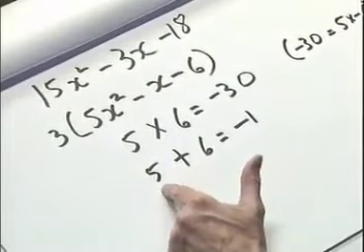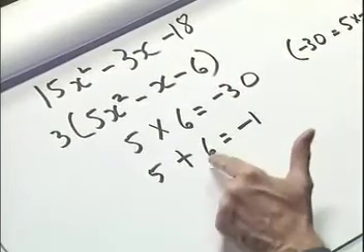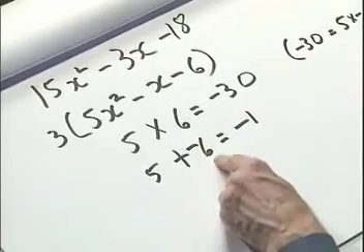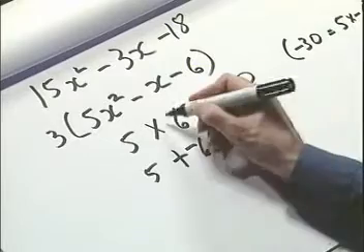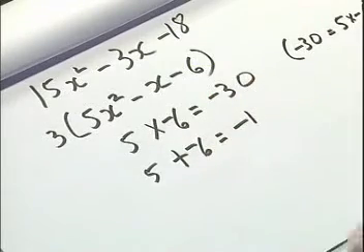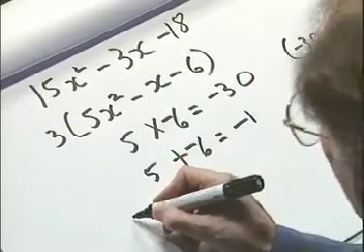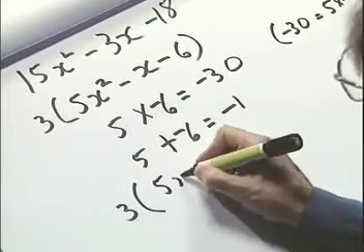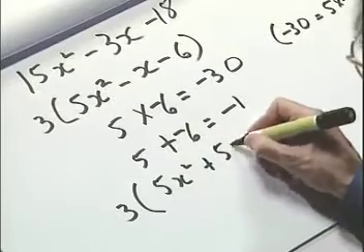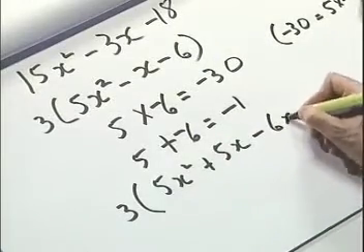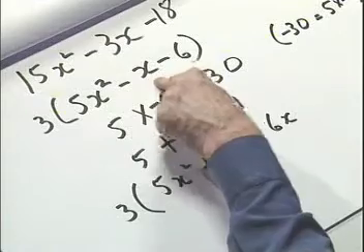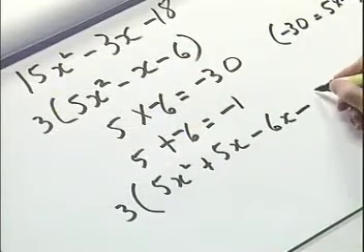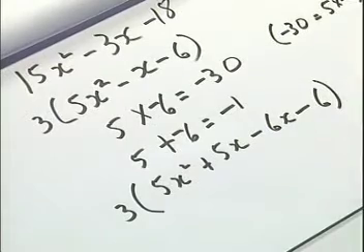Well, 5 plus 6 has to give me minus 1. It looks like the 6 is going to have to carry the minus sign. So 5 plus minus 6 does give me minus 1, and 5 times by minus 6 does give me minus 30. So I'm going to have 3 brackets 5x squared plus 5x minus 6x. So we've broken down this minus x into 5x minus 6x, and then the final term on the end, minus 6, and close the bracket.